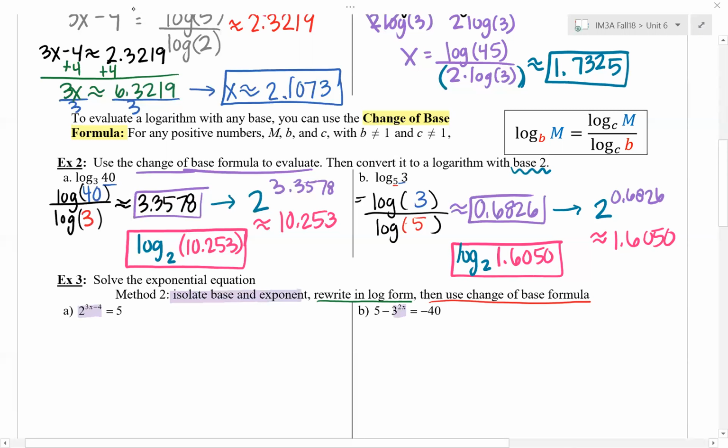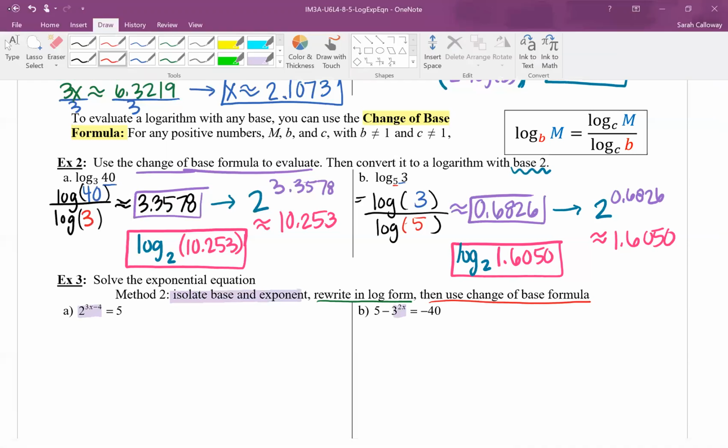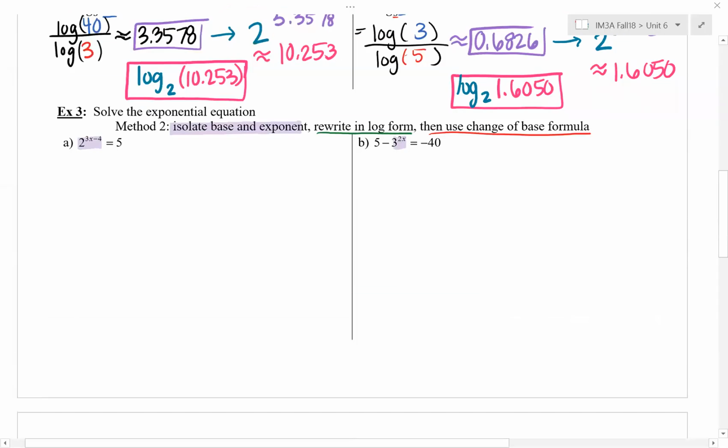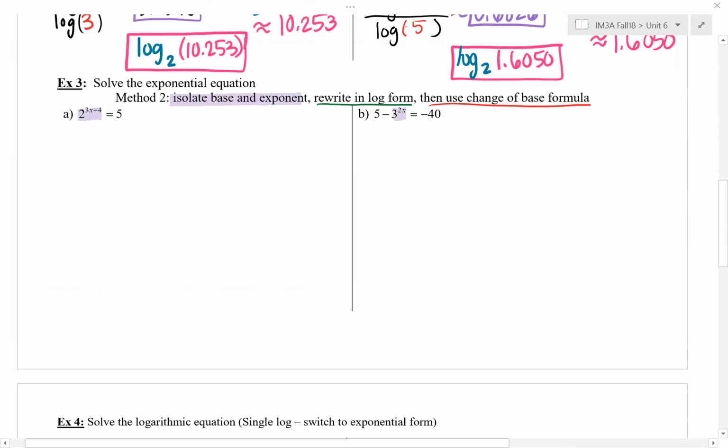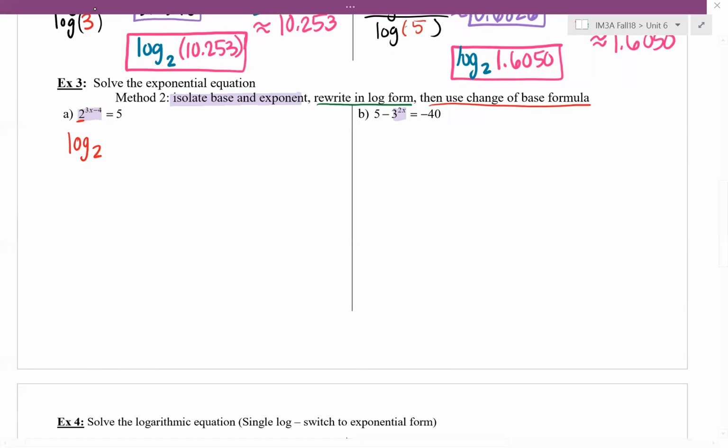So in A, just like it was when we did it in example 1, we are already isolated. So it's 2 to the 3x plus 4 power. What we're going to do is we're going to switch it to log form. So remember that we look for our base. So our base is 2. So that means the log form of this is going to be log base 2.